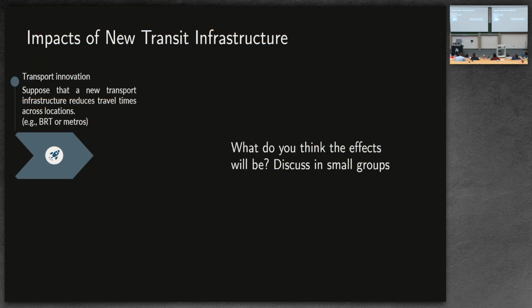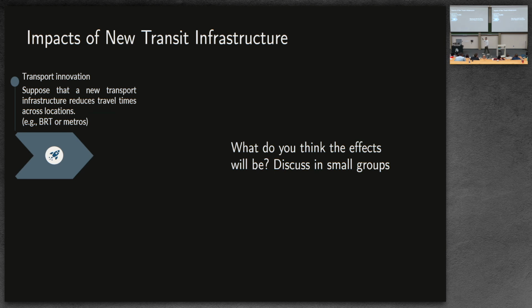Okay? So now I want to think about another policy, right? Again, in groups. So let's now think about a transport innovation. Suppose there's a new transport infrastructure that reduces travel times across locations, right? So you can think of this as a BRT or a subway. And I want you to think about what the effects will be, right?